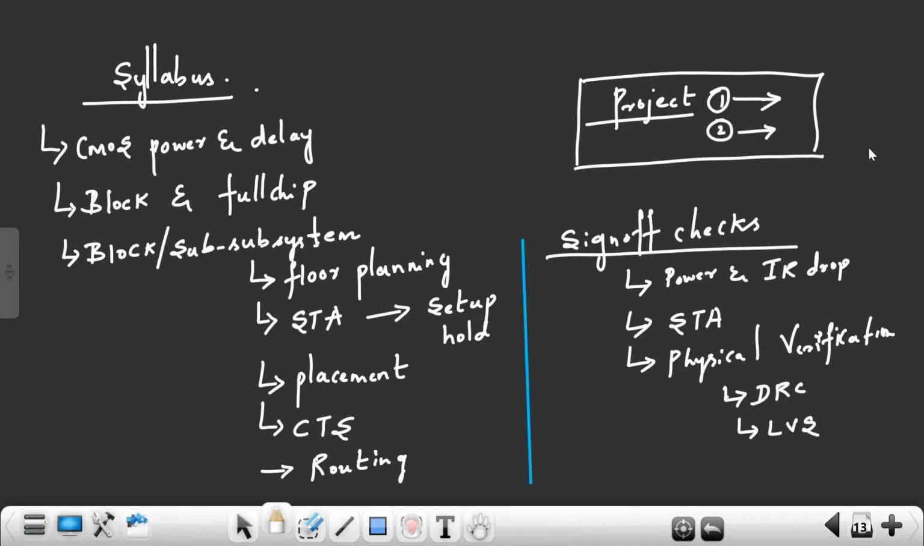I will discuss tomorrow what is delay, what is power, what we mean by different drive strengths, and what we mean by different VT cells.